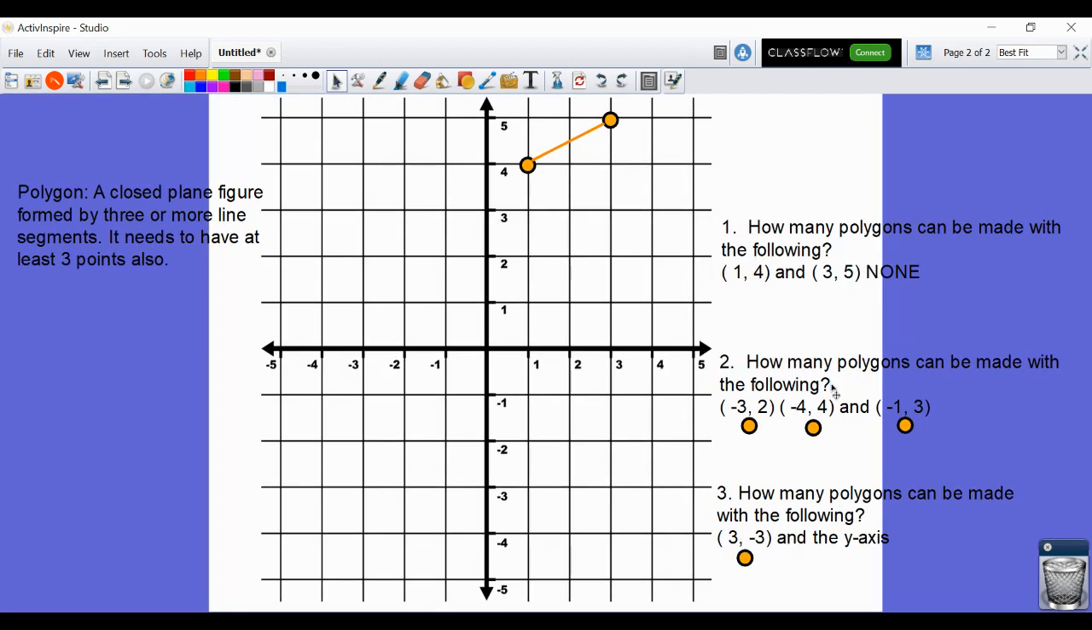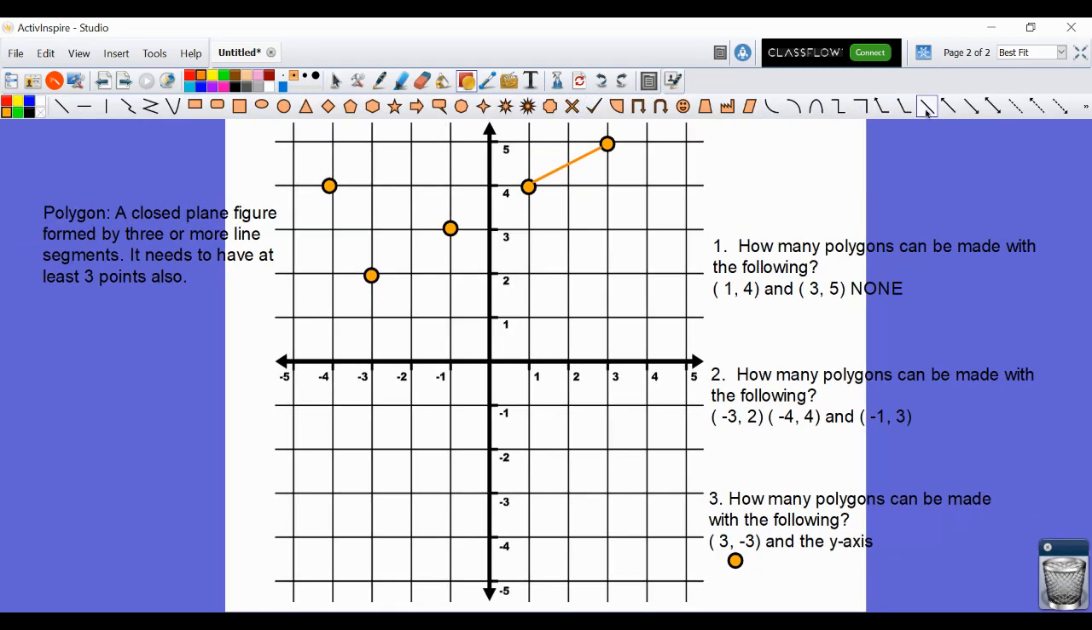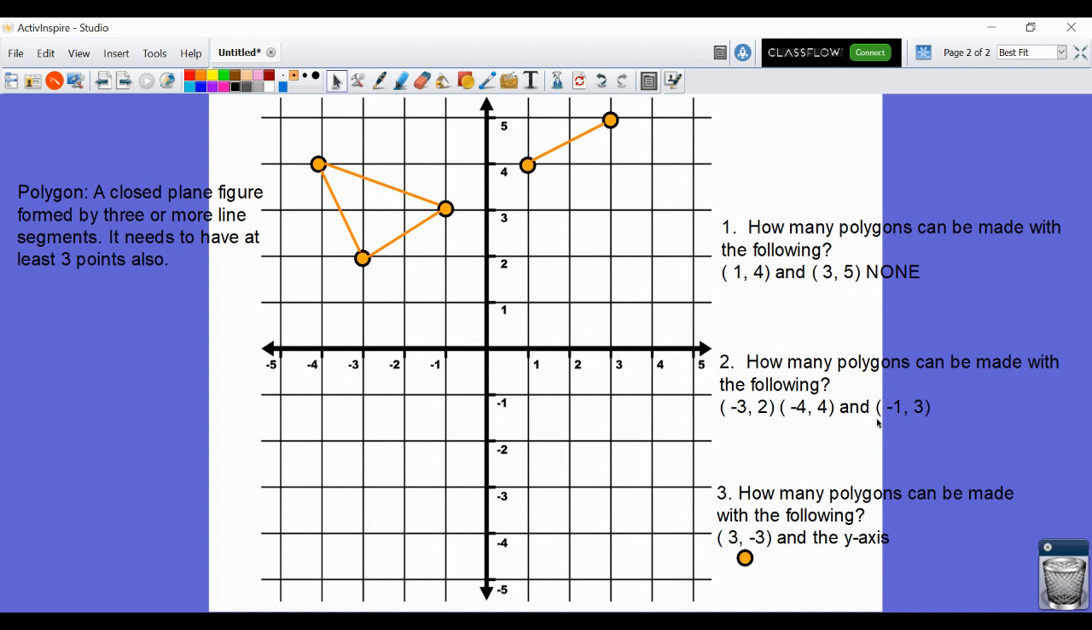Let's take a look at question number 2. How many polygons can be made with the following? So if we have a point at -3, +2, I'm going to plot my point. If we have a point at -4, +4, I'm going to plot my point. And if we have a point at -1, +3. I'm going to go ahead and connect my points using line segments to create a polygon. So let's see, how many polygons can we make with these 3 points, or any 3 points? Well, let's take a look.